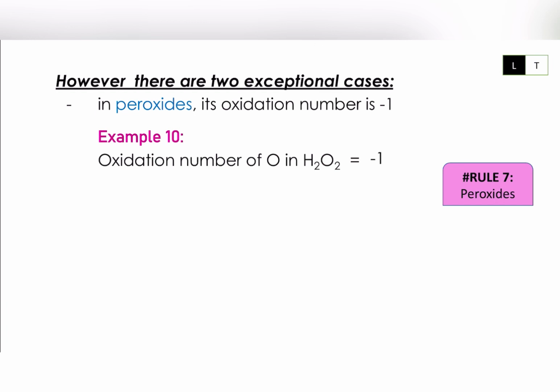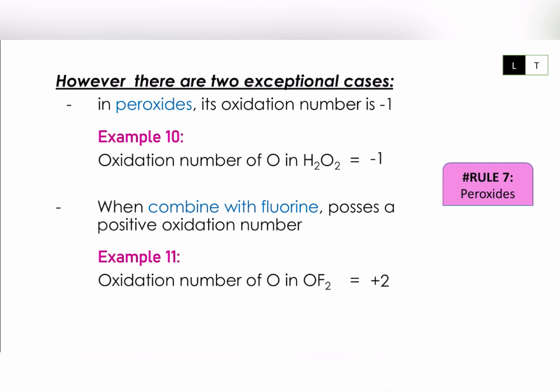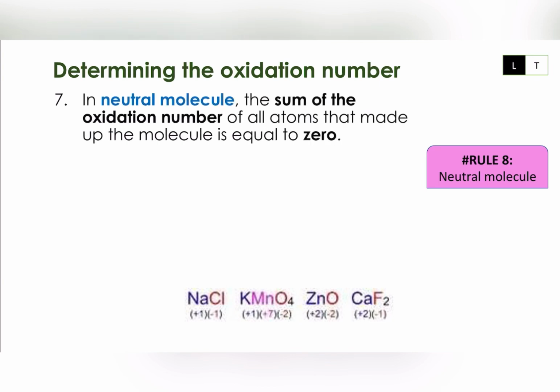And the next case, when oxygen is combined with fluorine, it will possess a positive oxidation number instead of negative. For example, the oxidation number of oxygen in OF2 is positive 2. So that's it for the exceptions related to oxygen. Now we are continuing with the next rule, neutral molecule.